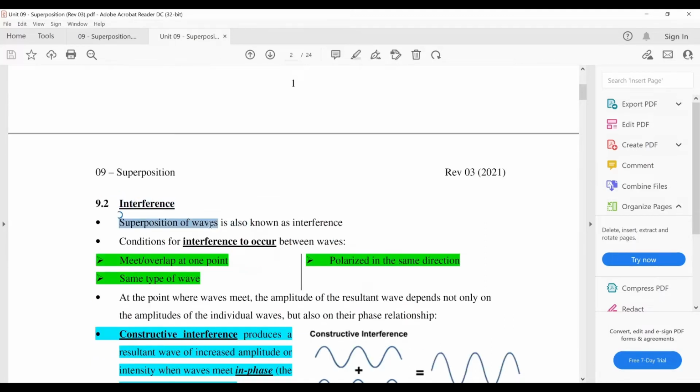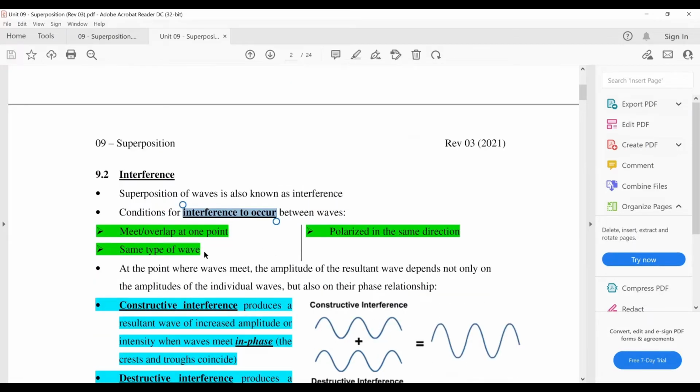Okay, now next one we talk about interference. Now superposition of wave is actually just known as interference. It's also commonly known as interference. So for interference or superposition to occur, there are actually three main conditions. They must first meet each other at a point. They must be same type of wave. And then the third one would be they must be polarized in the same direction.